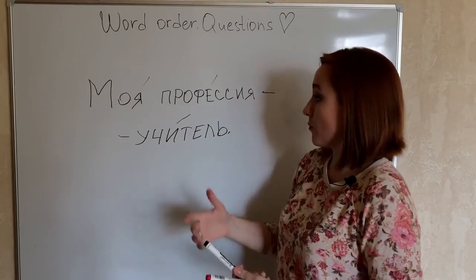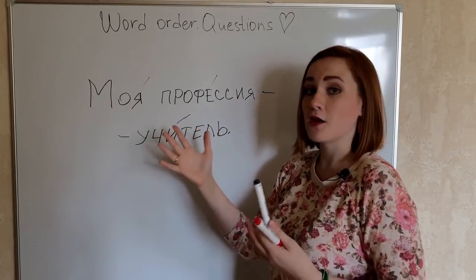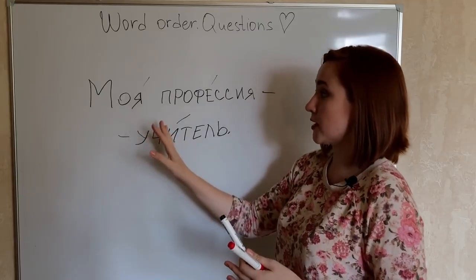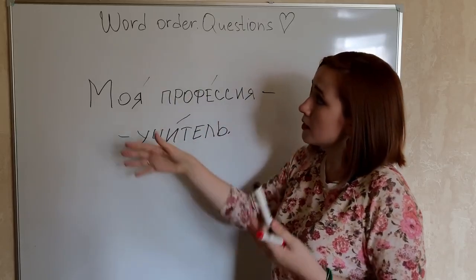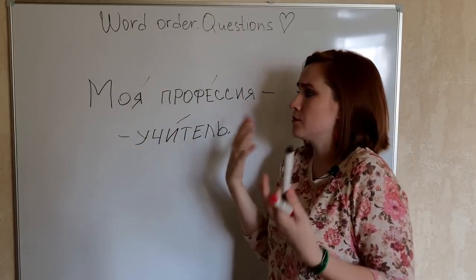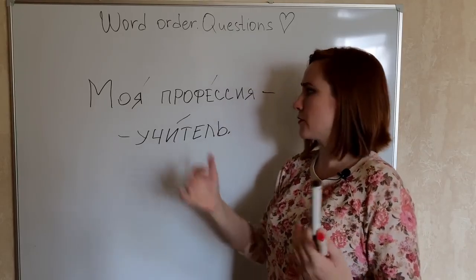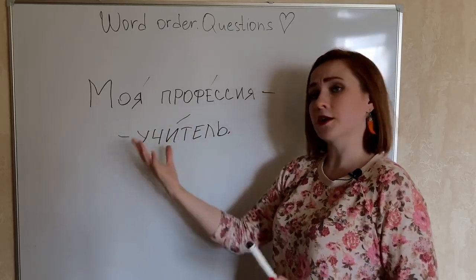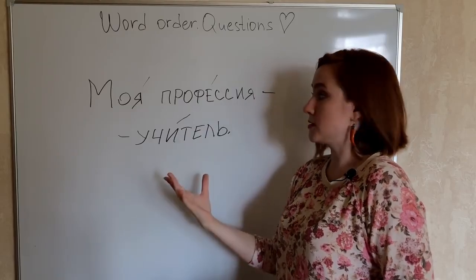Right? So, here I'm going to explain to you how it depends on the context and emotions. Yes, first we can say like this. Моя профессия учитель. I can say it in some general situation. For example, I'm introducing myself officially. I'm Daria, my profession is a teacher. Я Дарья, моя профессия учитель.